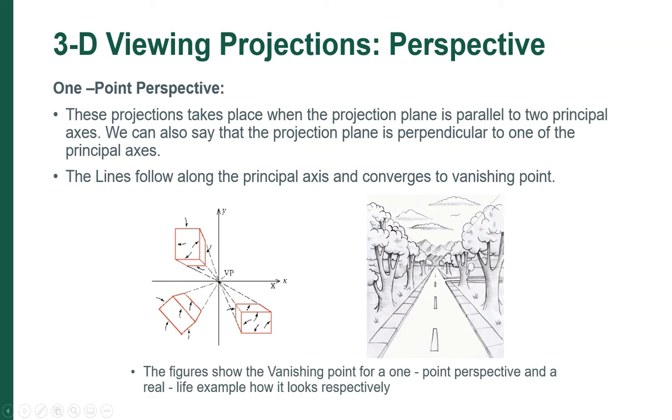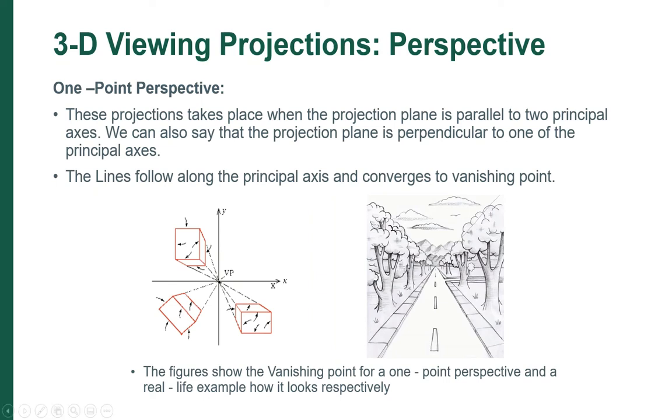This will be the 1 point perspective, and these projections only happen when the projection plane is parallel to two principal axes. Like in this, we can consider this as parallel between the y-axis and the x-axis, and the projection point will be here, over here. So we can see it converges to a vanishing point. We can also say the projection plane is perpendicular to one of the principal axes, vice versa. As I said, these lines follow along the principal axis and converge to the vanishing point.